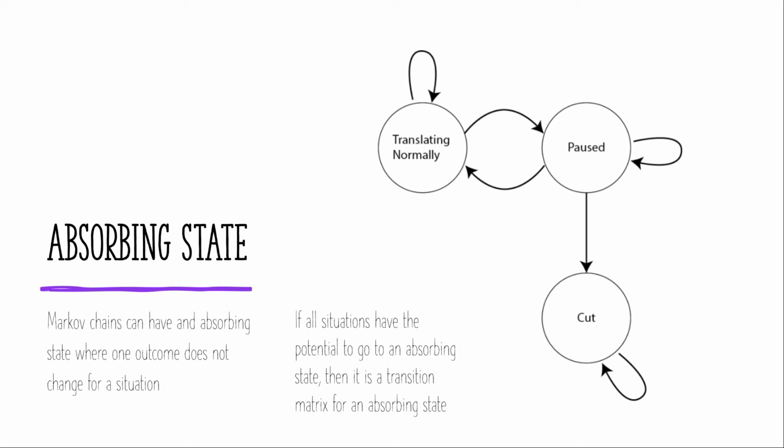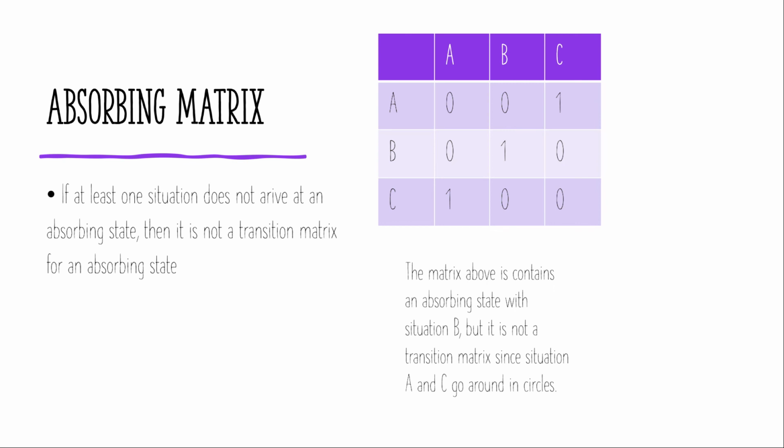If all the outcomes have a potential to go to an absorbing state, then the matrix is considered a transition matrix for an absorbing state. If the matrix has at least one situation where it does not arrive to an absorbing state, then it is not considered a transition matrix. The matrix above contains an absorbing state with situation B, but it's technically not a transition matrix since A and C will continue to go around in circles forever.